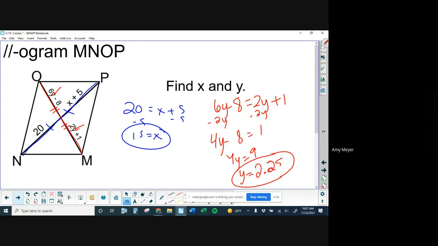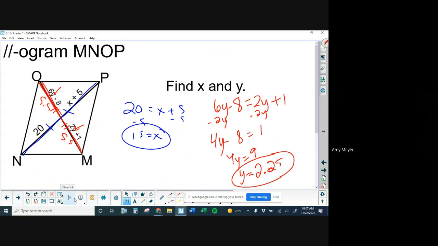Let me just do that real quick. 6 times 2.25 minus 8 is 5.5 for that piece. 2 times 2.25 plus 1 is 5.5. So is my decimal correct? Yeah, it worked out. Not very often we have decimals, but definitely we do have them sometimes.